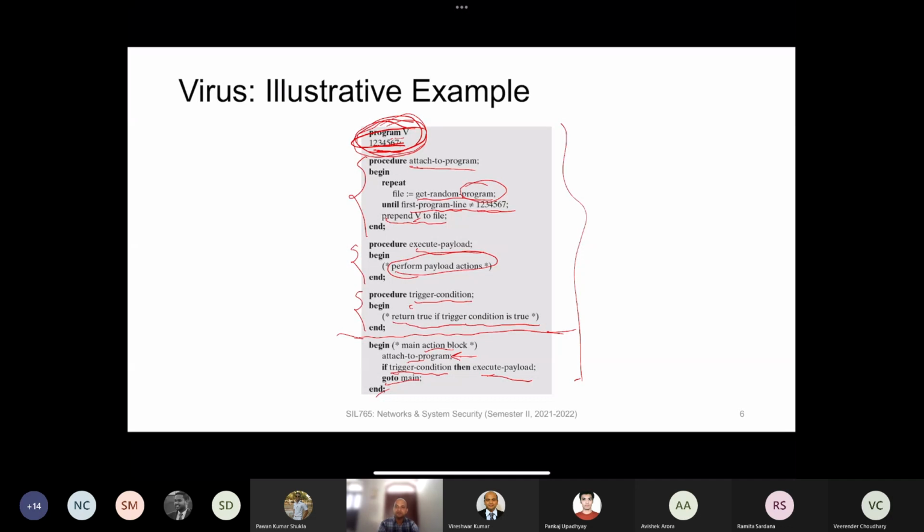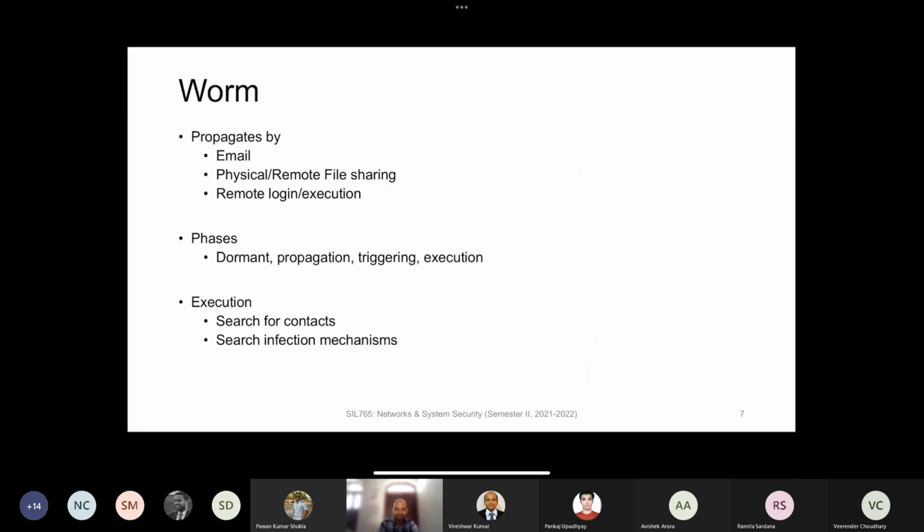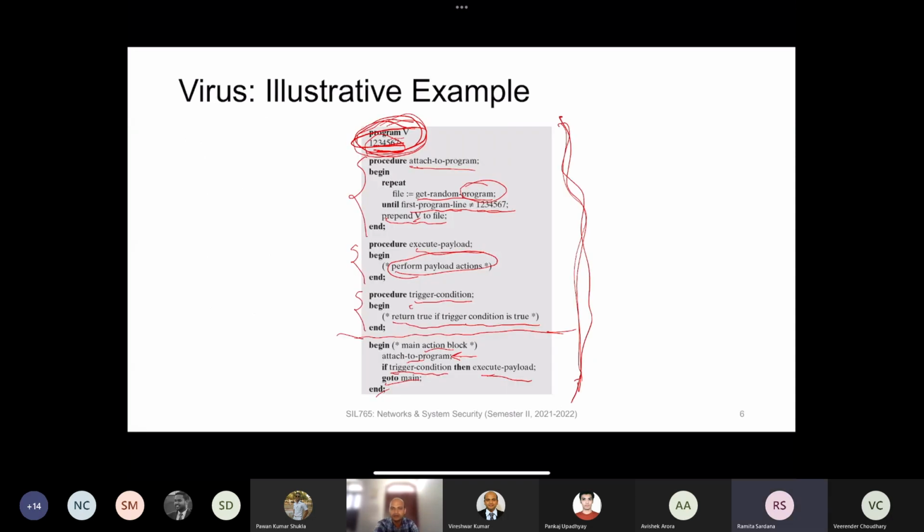So then it will go ahead and prepend this whole thing in that program. So now your program will start with this random sequence. The next time the virus tries to see this program, it will figure out that this program is already infected. Okay, sir. Got it.